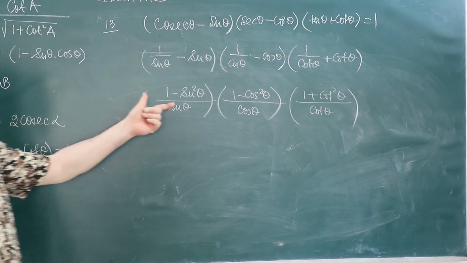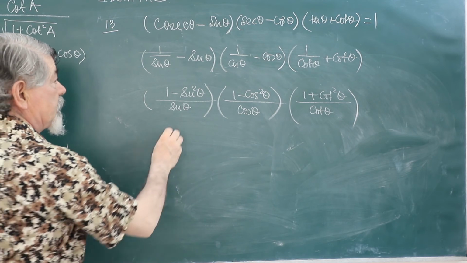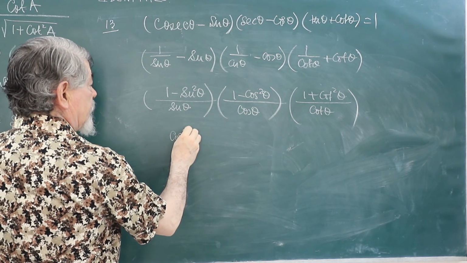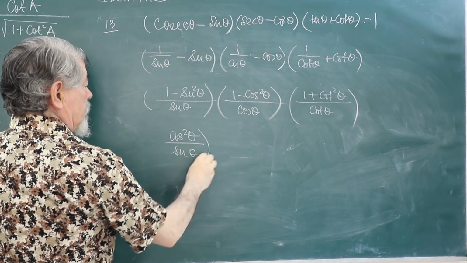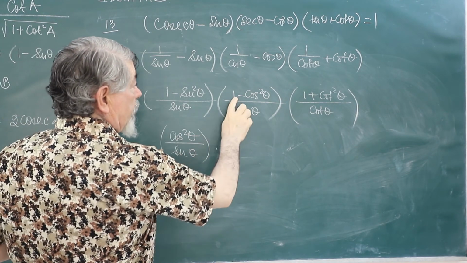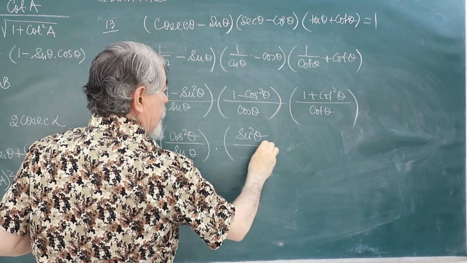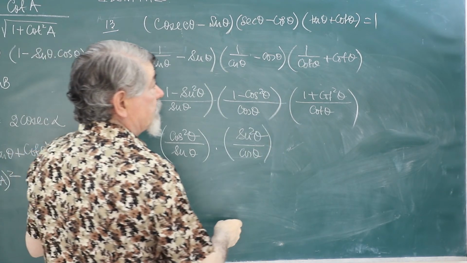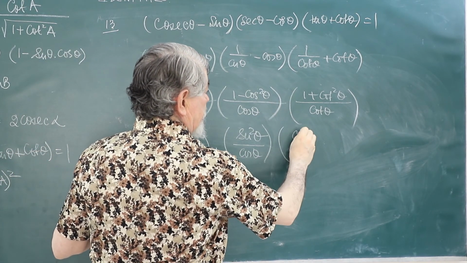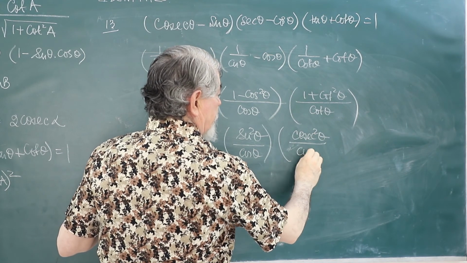Now all these are the basic identities. 1 minus sin square theta is cos square theta upon sin theta. 1 minus cos square theta is sin square theta upon cos theta. 1 plus cot square theta is cosec square theta, so cosec square theta upon cot theta.